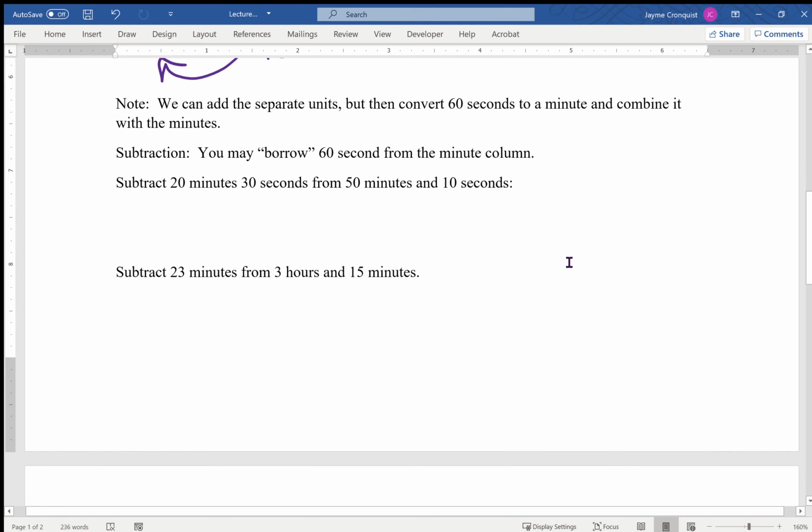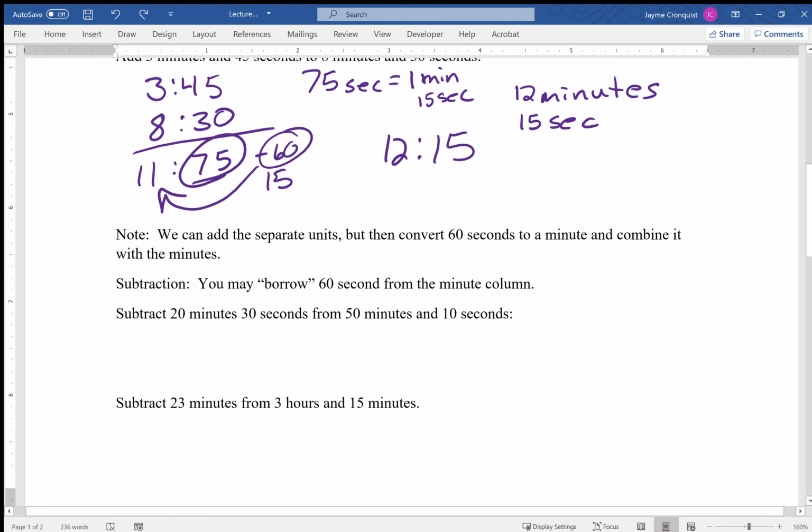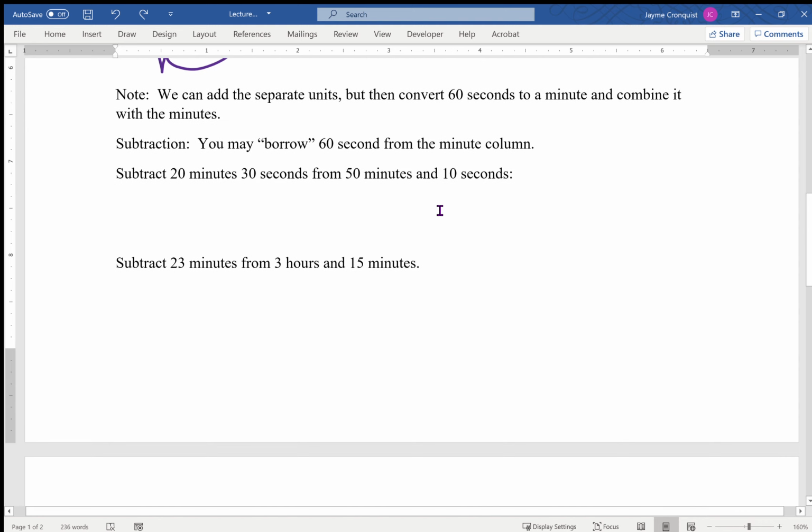All right, now you may borrow 60 seconds from the minute column to do this subtraction. So I have 20 minutes and 30 seconds, and I'm going to subtract, oh no, that's coming from, I apologize. Okay, so from 50 minutes and 10 seconds, I subtract 20 minutes and 30 seconds.